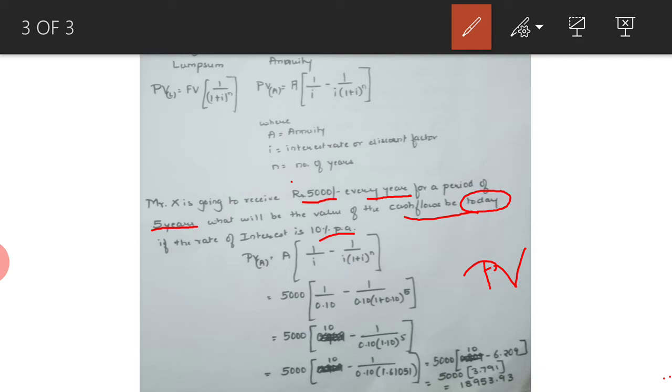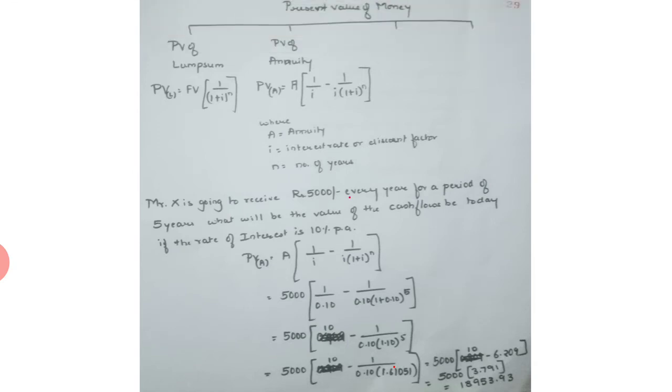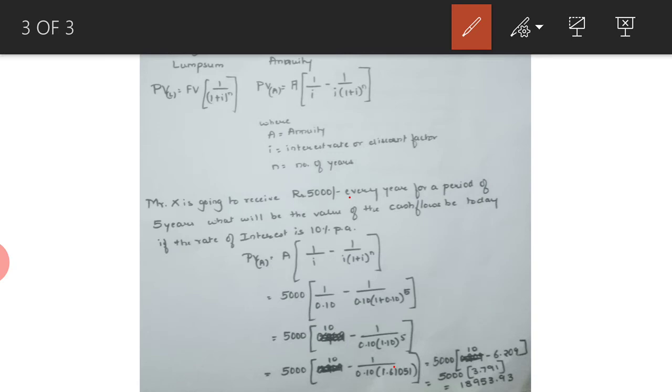Now when I say present value, whether it is present value of lump sum or present value of annuity, for that we have to see whether we are receiving or giving the money as a whole or we are receiving it in parts. If you refer to this, he is going to receive 5,000 rupees every year. Every year means it is annuity because he is going to receive it in parts, at 10%, for how many years? For 5 years.